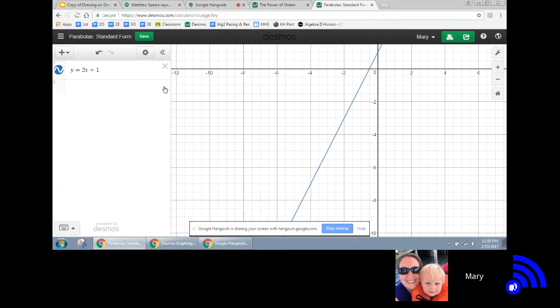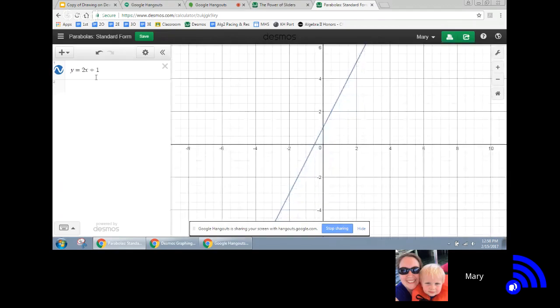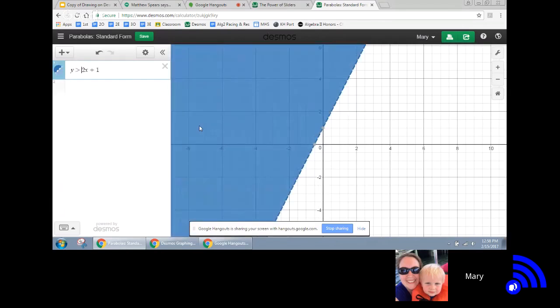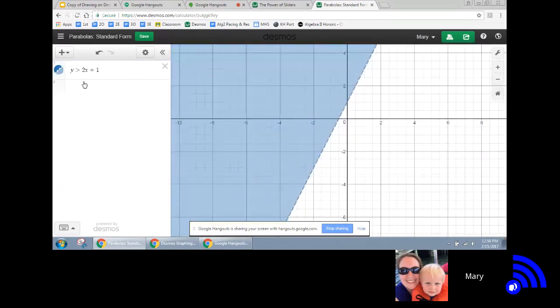Desmos is also great for working with inequalities. All you have to do is, instead of typing in an equal sign, you would have an inequality there. And it's going to shade for you. And there are also options for using the greater than or equal to, or less than or equal to. We did an example with Chick-fil-A where students had to figure out how much money they had to spend and how many chicken nuggets and how many drinks they could get.